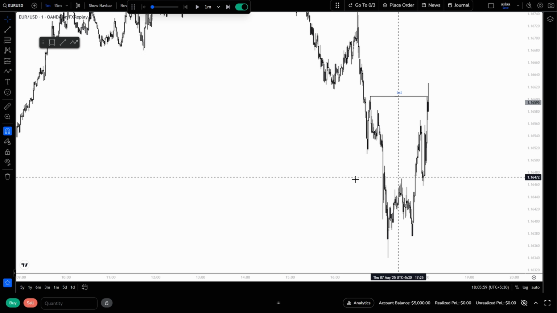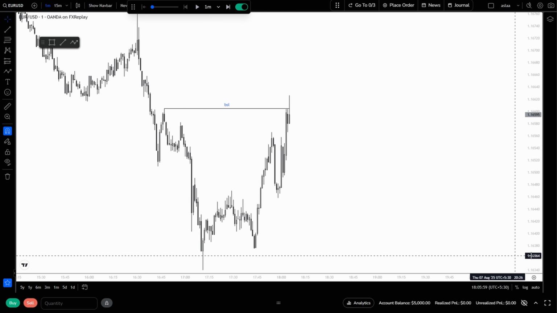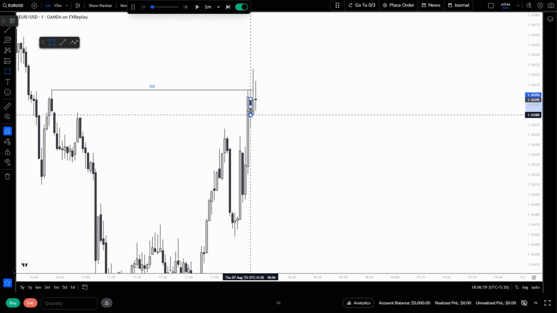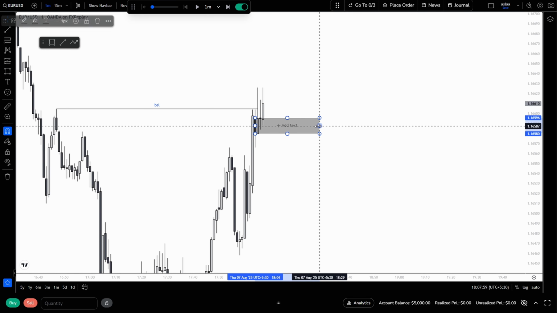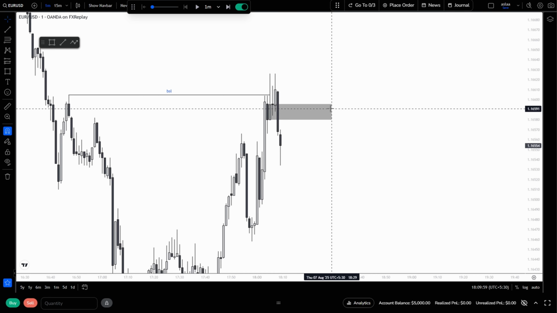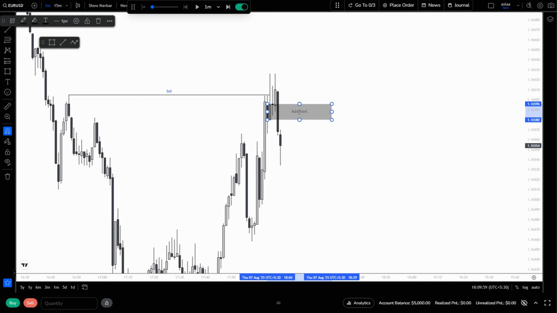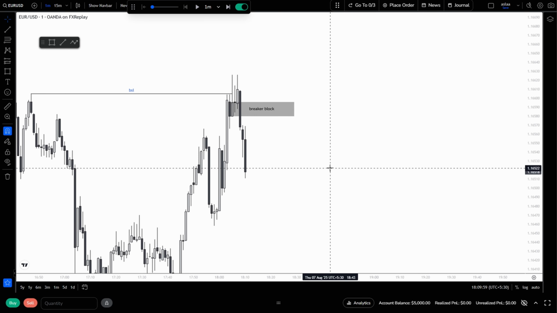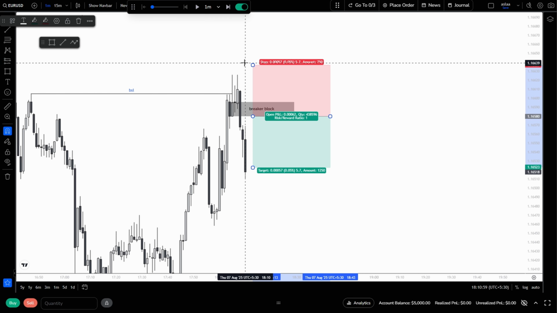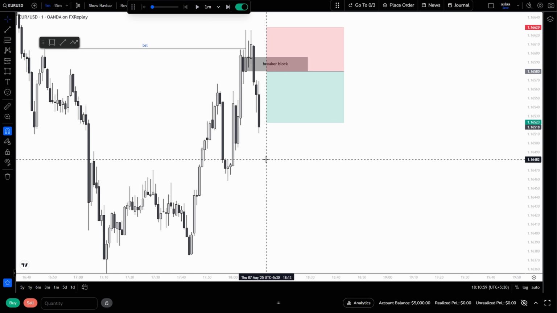Now look at what happens next. Before the liquidity sweep, price had formed a bullish order block right here. After the buy-side liquidity is taken, price does not respect that bullish order block. Instead, price displaces straight through it to the downside. At the moment price displaces through this bullish order block, it fails. That failed bullish order block now becomes a bearish breaker block.